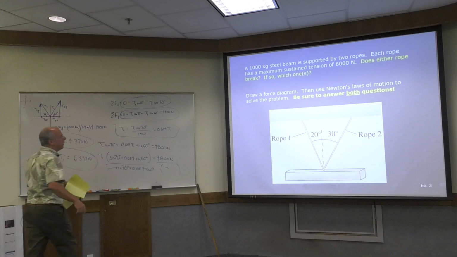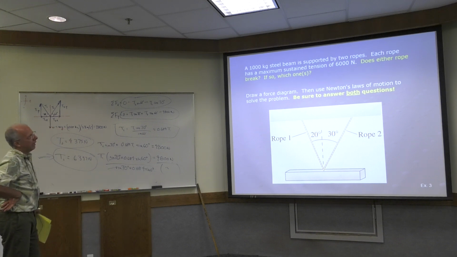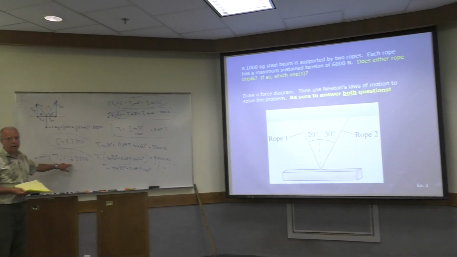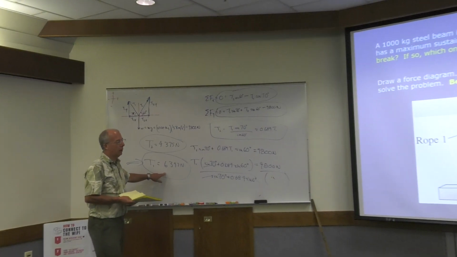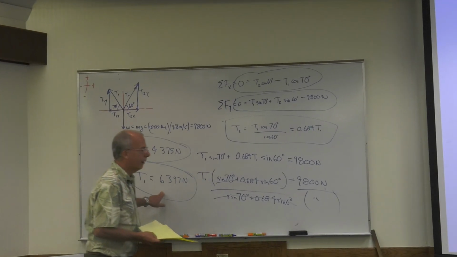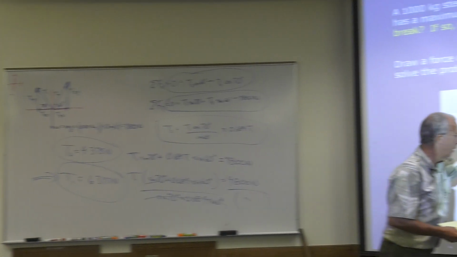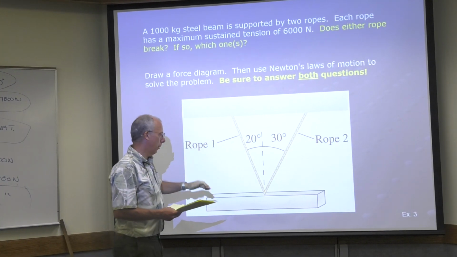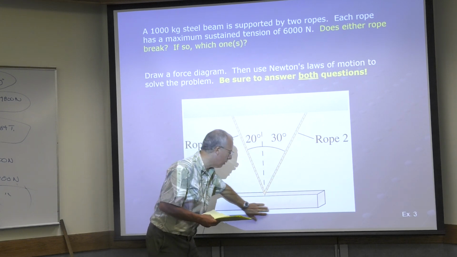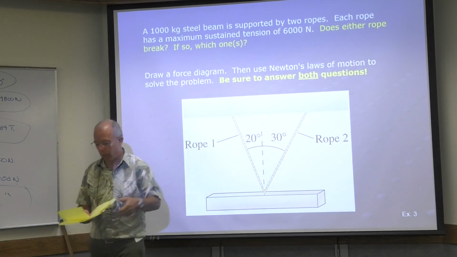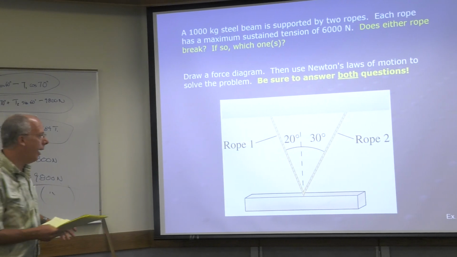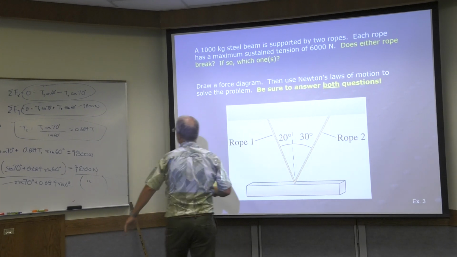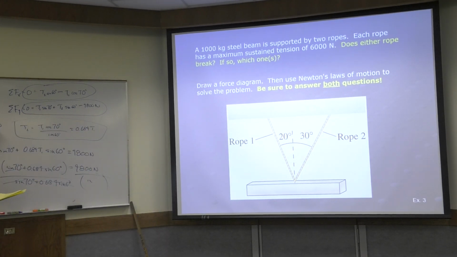Okay. Now it says that each rope has a maximum sustained tension of 6,000 newtons. Well, T1 is greater than 6,000 newtons, right? So what's going to happen to rope number 1? Rope number 1 is going to break, right? So rope number 1 is out of the picture. So therefore, the entire weight of the beam is now held by rope 2, right? Okay, so what's the weight of the beam? We did that somewhere right here, 9,800 newtons, correct?